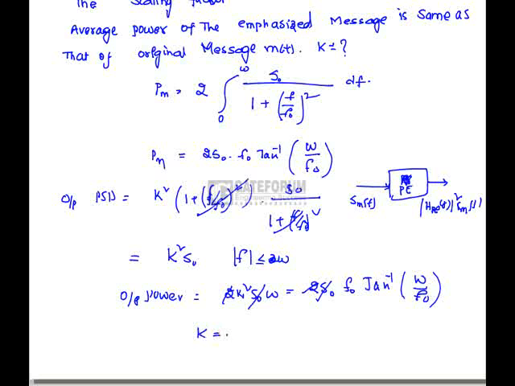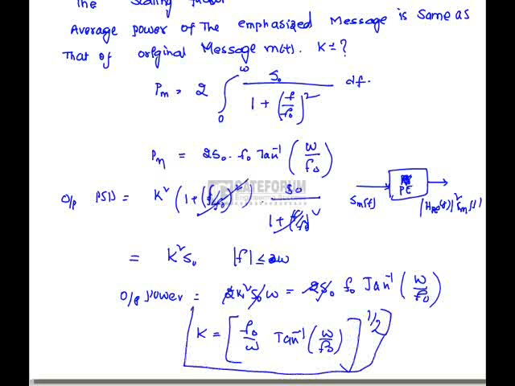Here k is chosen such that f naught by omega tan inverse of omega by f naught is 1 by 2. This is the value of k.